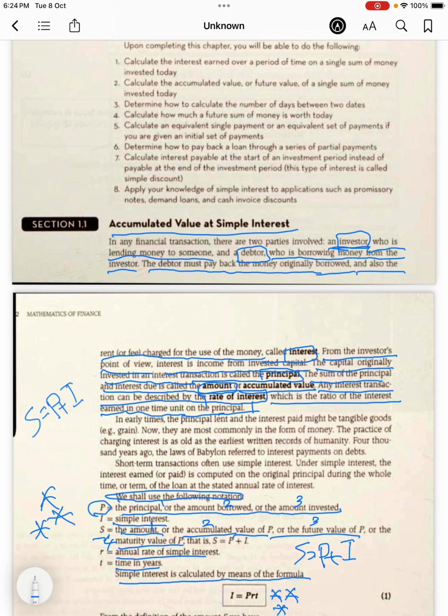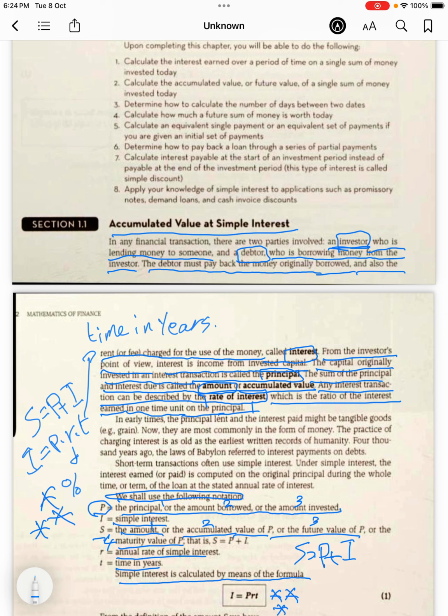Any interest transaction can be described by a rate of interest. I equals P multiplied by R multiplied by T. R is the rate of interest, as a percent, and T is time in years. It is the ratio of the interest earned in one time unit to the capital principal.